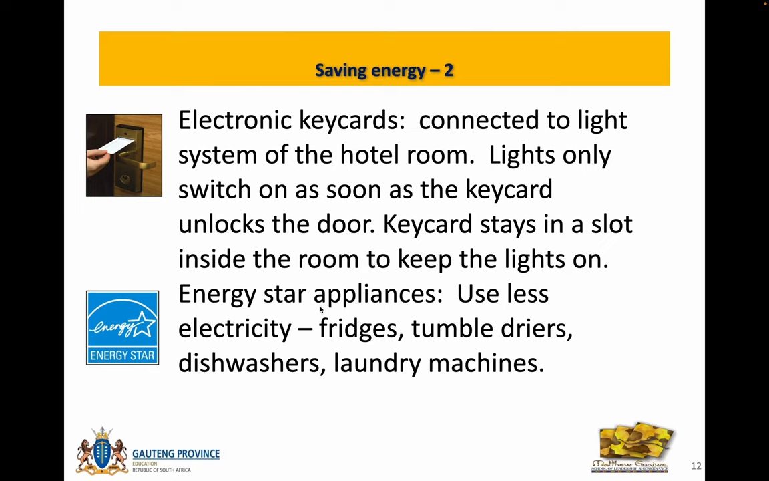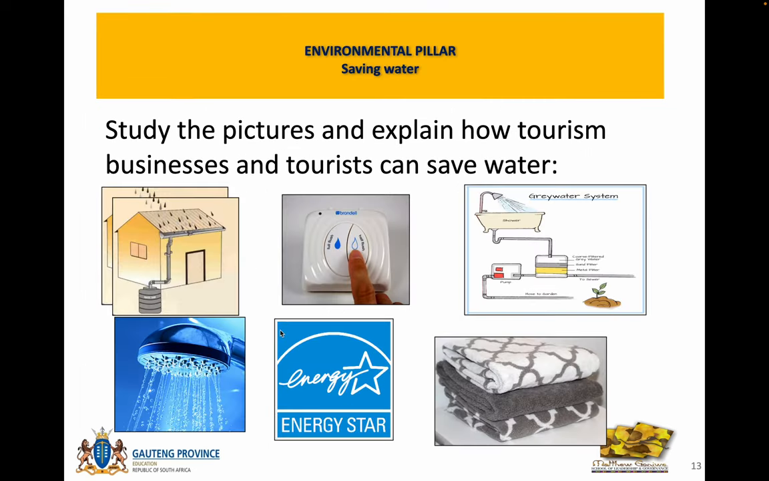So Energy Star appliances, meaning these are appliances that save energy, which use less electricity, in terms of fridges, tumble dryers, dishwashers, laundry machines. So these are the Energy Star appliances that we use at home, and they are quite good at saving electricity. So this is the environmental pillar that we are talking about, ways of saving energy.